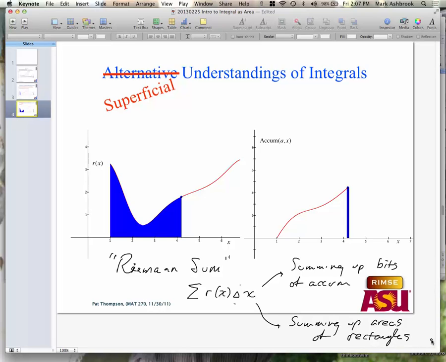So when you see that now, the sum of, that shouldn't be the function, my fault. This should be individual values of rate found through, so there we go. So this expression up to this point has been for us summing up bits of accumulation: k delta x plus k delta x plus k delta x.